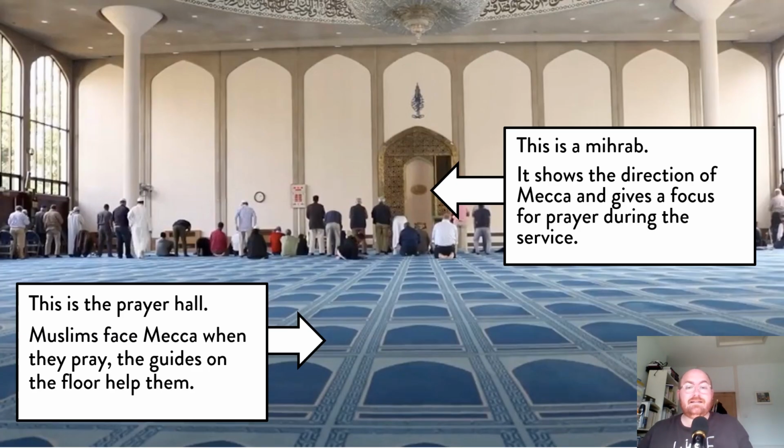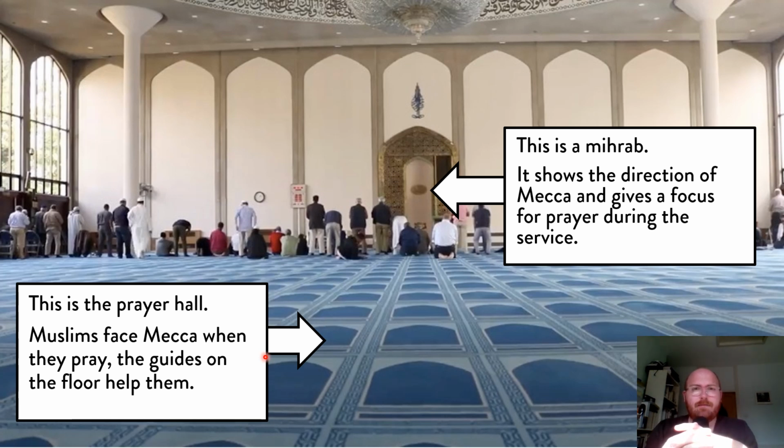Okay, and this is the prayer hall. So you see again in the middle here, these are the sections that Muslims pray in. So each one of these is for one person, and they all face in the direction of Mecca. And Mecca is really important to Muslims. It's where they go once in their lifetime. It's where very important events in their religion happened. It's a city in a place called Saudi Arabia.